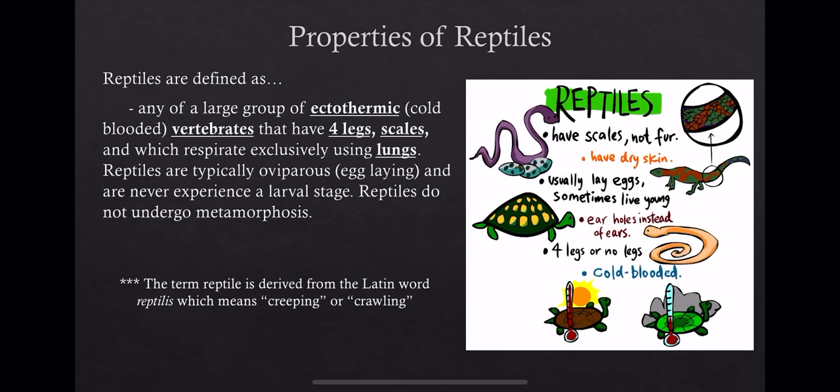They are still tetrapods. They have 4 distinct limbs. And I know immediately you guys are thinking, not true, snakes. And we'll talk about that in a little while. But they are still classified as tetrapods, meaning they have 4 distinct limbs. They have scales, and they respirate exclusively using lungs. Gills are out. We don't have gills, and we also don't have metamorphosis here. They are typically oviparous, meaning egg laying. And again, you're always going to have a couple of exceptions to that rule, but for the most part, we're oviparous. And they are respiring, again, using lungs with no metamorphosis.